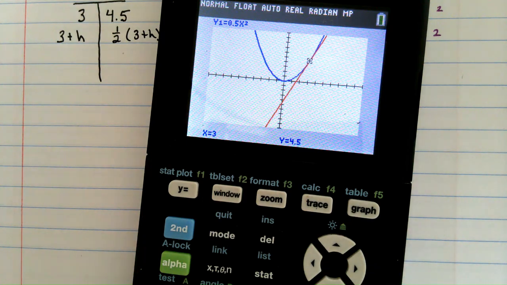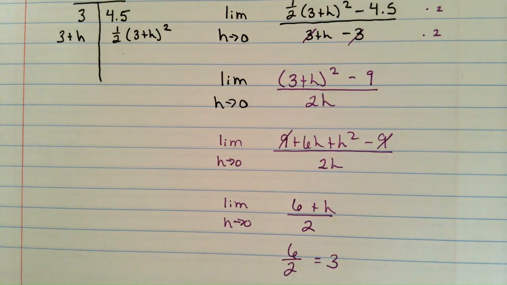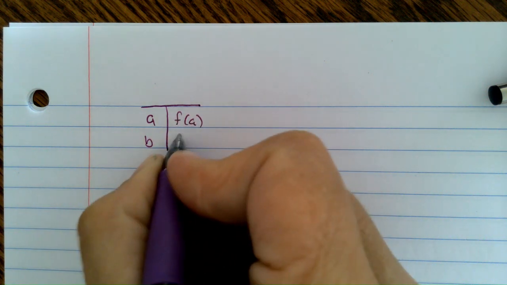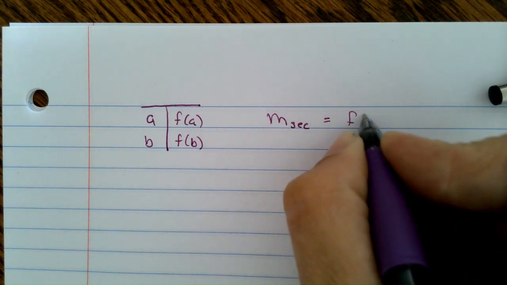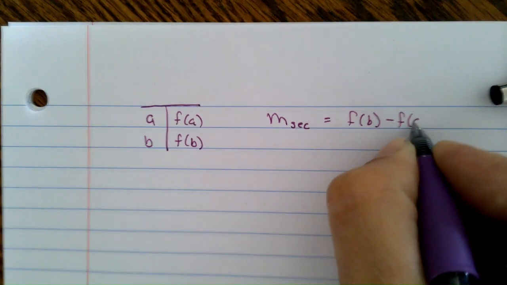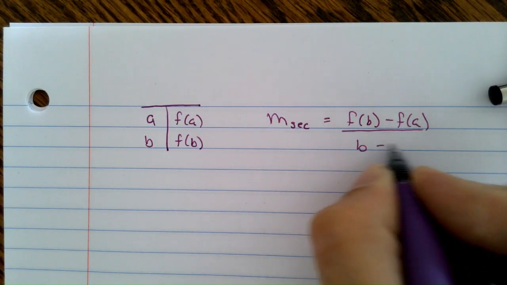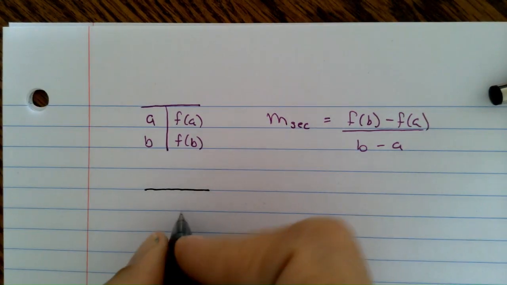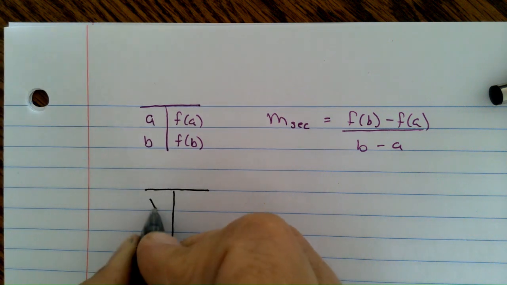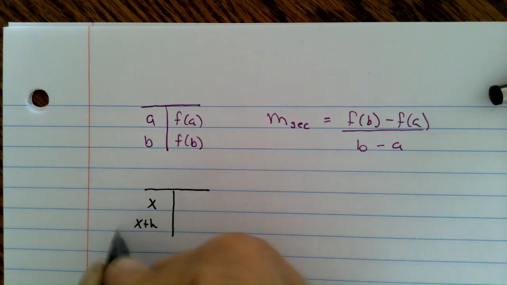So we now have a rule, okay? We kind of developed it. We know that when you have two ordered pairs, A, f of A and B, f of B, the slope of your secant line is f of B minus f of A over B minus A. What happens when we switch this up to x and x plus h instead of A and B?